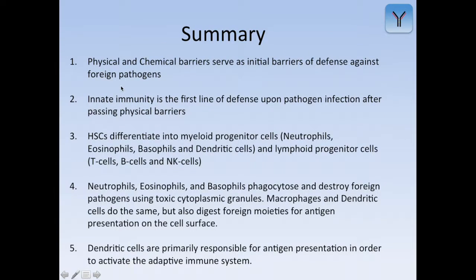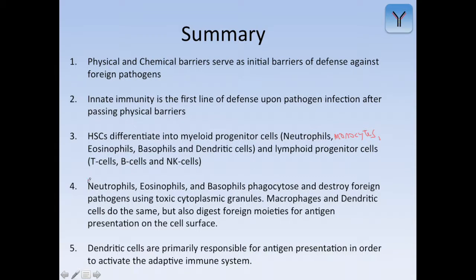So in summary, this lecture talks about the physical and chemical barriers that serve as the initial barrier of defense against foreign pathogens. The innate immunity is the first line of defense upon pathogen infection, upon passing physical barriers. The hematopoietic stem cells differentiate into myeloid progenitors. So we have here the neutrophils, eosinophils, and basophils, and dendritic cells. And I must say that there should be monocytes and macrophages here. And also the lymphoid progenitor cells that will then become mostly your adaptive immunity. And we'll talk about NK cells later.